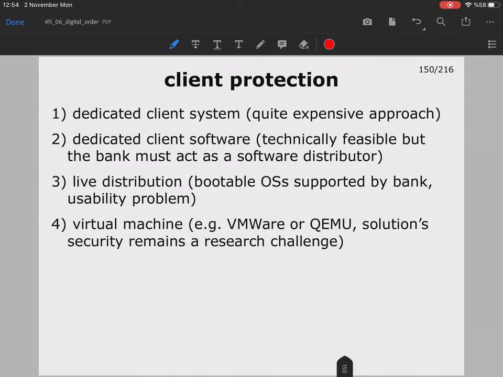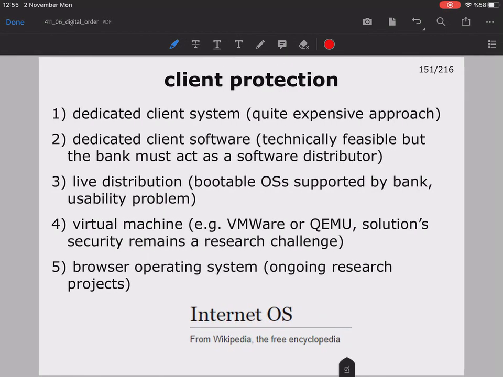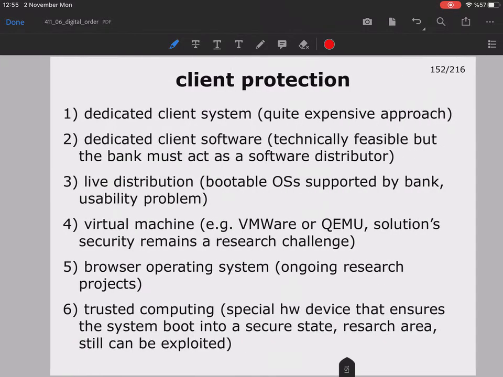Virtual machines are a research challenge, for example VMware or QEMU. Their security remains a research challenge yet. They can be used, but it's not clear now. And browser operating systems, again, are an ongoing research area, like an internet operating system or something like this. These are some available methods for the client protection side, but as you see, these are not very practical yet, and even if they could be implemented, they look quite expensive at the moment.